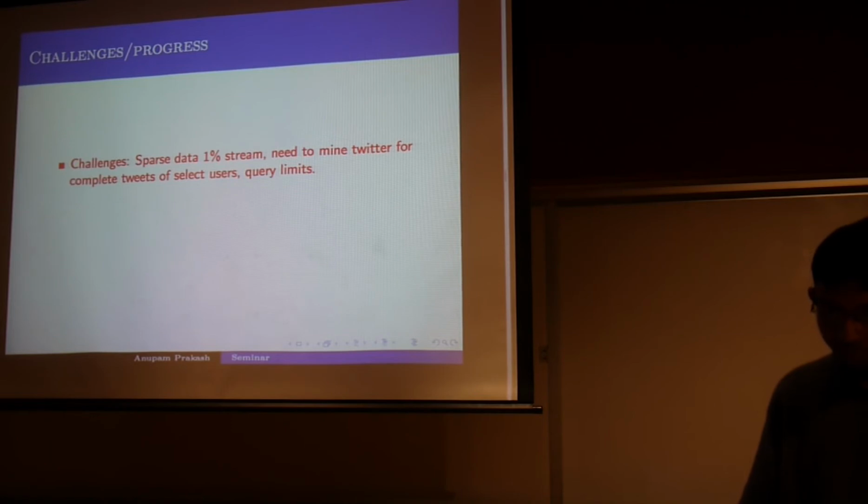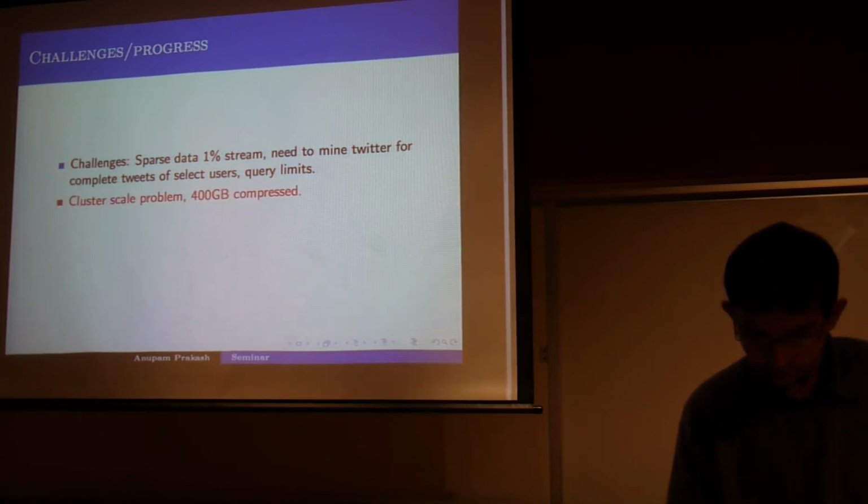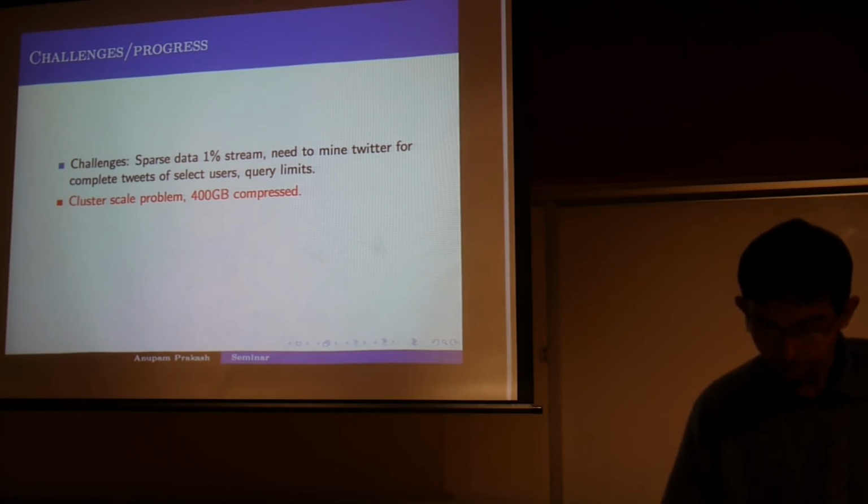So the data stream is sparse. It's just 1% of all the messages, and you'll also need to mine Twitter to get complete tweets of select users, and there are limits to this. So one challenge is of course the sparsity of the data, and you need a lot of data to fit the model and to learn everything if you have time parameters. And it's of course a cluster scale problem. It's a very large data set.